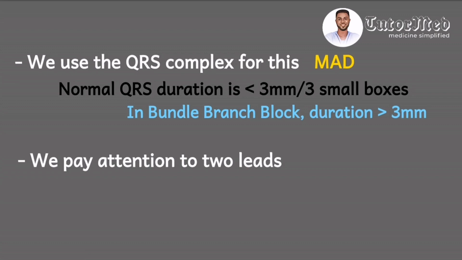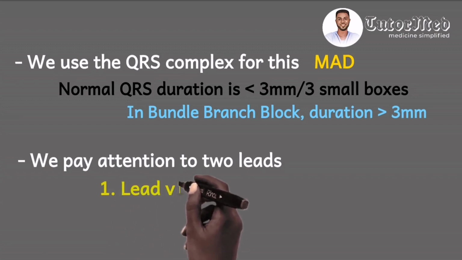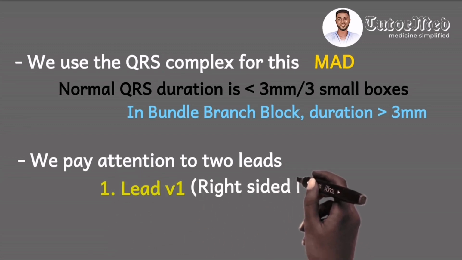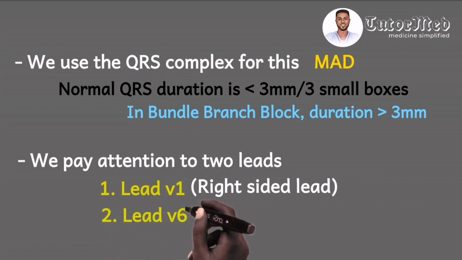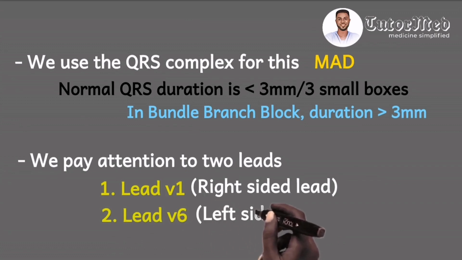Now, to identify the blocks, we focus on 2 leads. Only 2 leads. The first lead is lead V1, and as you remember from our previous lectures, lead V1 is a right-sided lead, and because it is a right-sided lead, understandably it is the most suitable to evaluate right bundle branch block. Agreed? Okay. Then the last lead is V6, and as you know, V6 is a left-sided lead, and because it is a left-sided lead, it is most suitable for evaluating left bundle branch block.